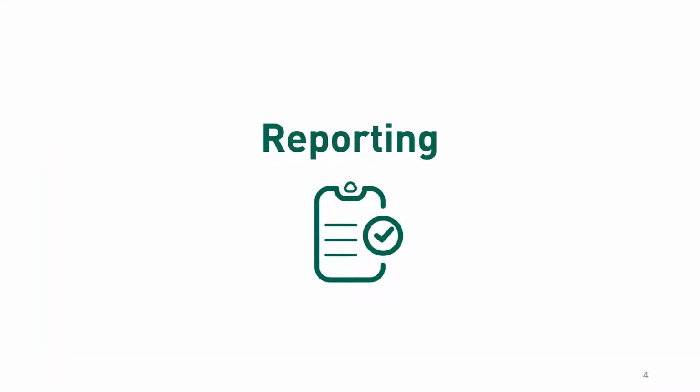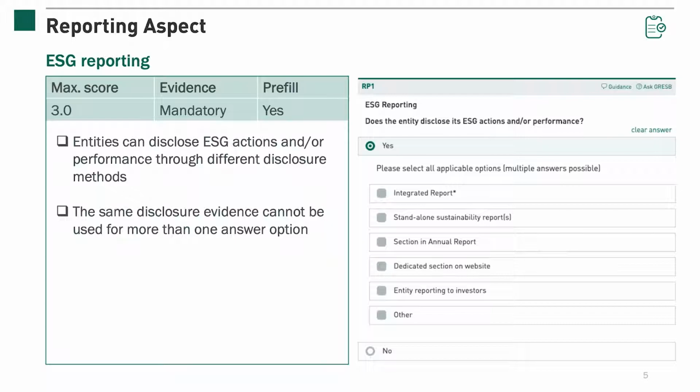The third aspect of the management component is reporting. The intent of this aspect is to assess the entity's approach to ESG reporting and disclosure. Let's have a look at the indicator on ESG reporting. This indicator asks, does the entity disclose its ESG actions and/or performance?